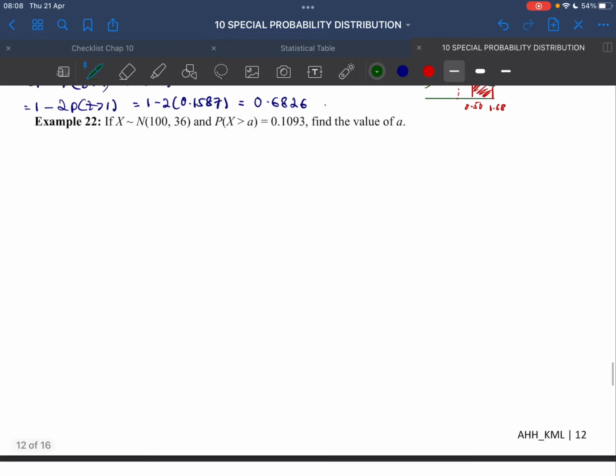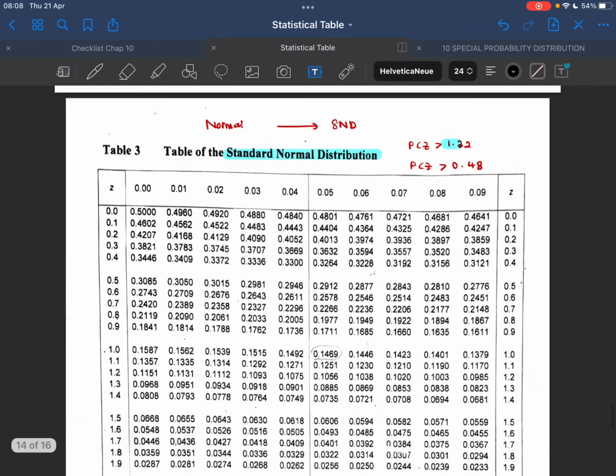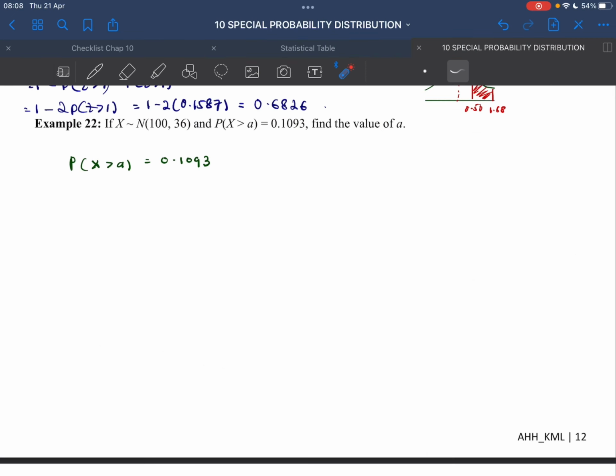Okay, now let's see example 22. We want to find the value of a. Okay, so here we have P(X > a). So same thing, we have normal distribution. Okay, so we have to change to Z first. So here we have P(X > a) equals 0.1093. Okay, we cannot directly look at the table because this is not Z. This table is simply for P(Z > a). Okay, so we have to change first.